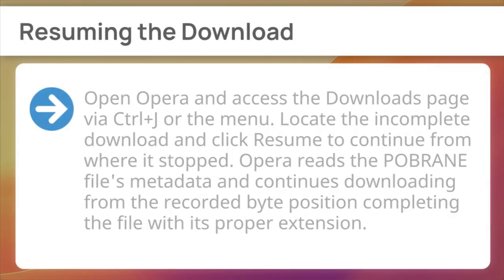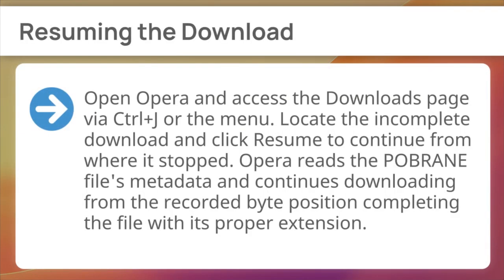First, resuming the download. Open Opera and access the Downloads page via Ctrl+J or the menu. Locate the incomplete download and click Resume to continue from where it stopped. Opera reads the POBRANE file's metadata and continues downloading from the recorded byte position, completing the file with its proper extension.